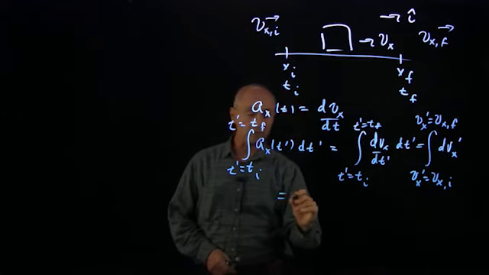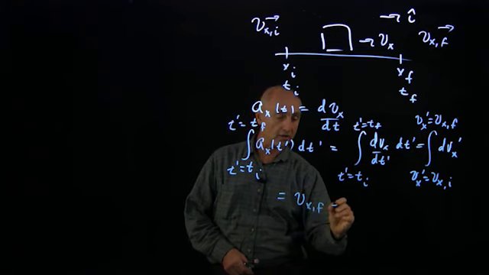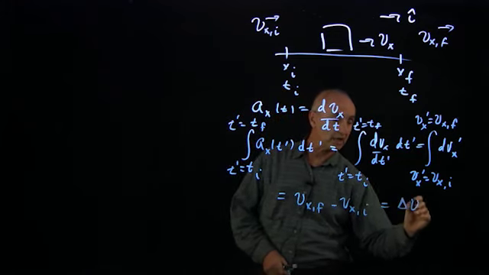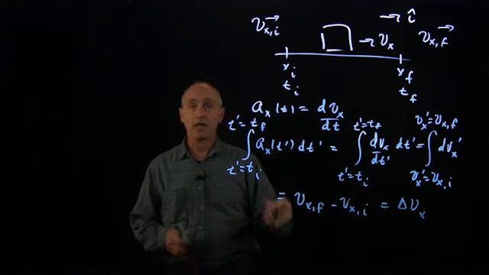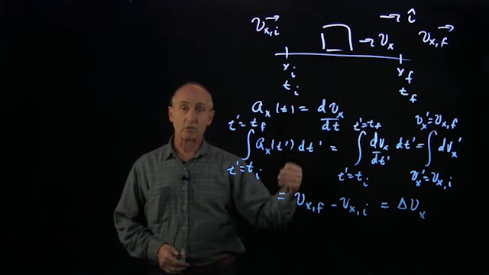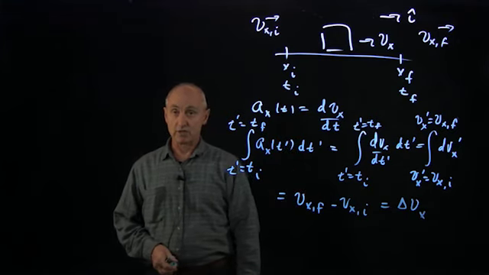This integral is very straightforward: vx final minus vx initial, which is the change in the x component of the velocity. And that's our classic result, that the integration of acceleration with respect to time is a change in velocity.